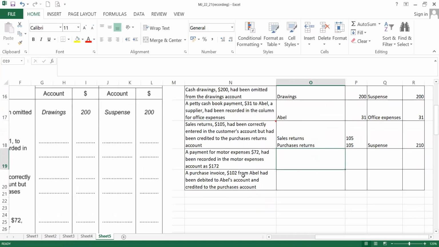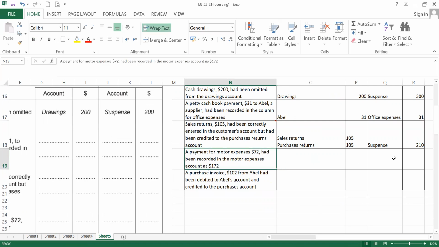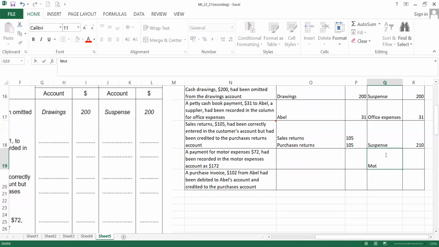A payment for motor expenses of 72 has been recorded in the motor expenses account as 172, so this is overstated by 100. Motor expenses overstated, we credit motor expenses. Motor expenses overstated by 100. So another 100 we have to put under the suspense.